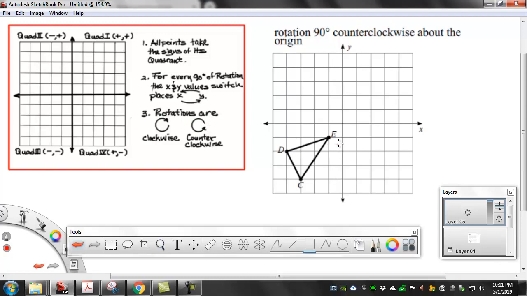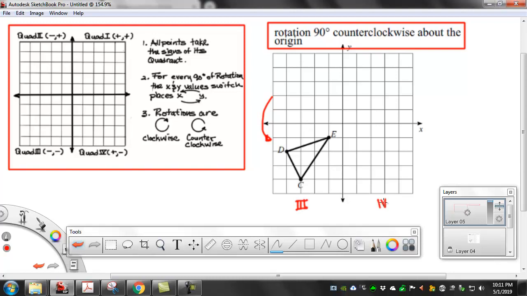And it looks like we're going to be rotating counterclockwise 90 degrees. So that means we're going to be moving one quadrant. And we're going counterclockwise. So we're going to go from, it looks like quadrant 3 to quadrant number 4. So the next best thing to do right here is to list the signs of your quadrant that you're ending up in and that you're starting in, so you make sure you label your points correctly.